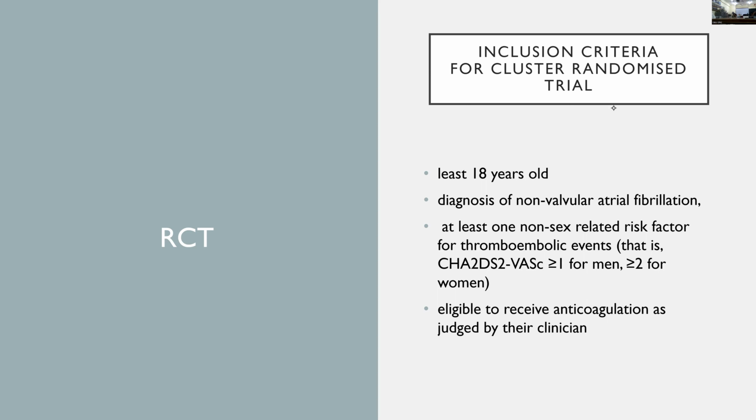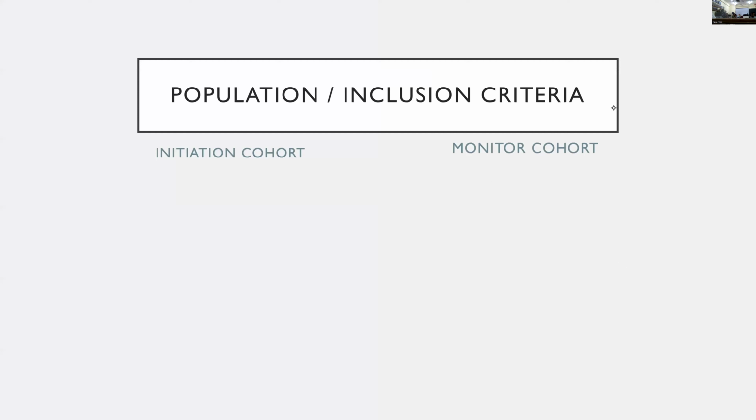So in the RCT, the inclusion criteria was patient should be more than 18 years old, should have a non-valvular AF, that is one kind of heart condition, should have risk factors. So the CHA2DS2-VASc score, we know for treatment, more than 2 for men, more than 3 for female. So at least they should have, apart from the gender, another risk factor, and they should be eligible to receive anticoagulation as justified by a physician. It is a very adequate inclusion criteria.